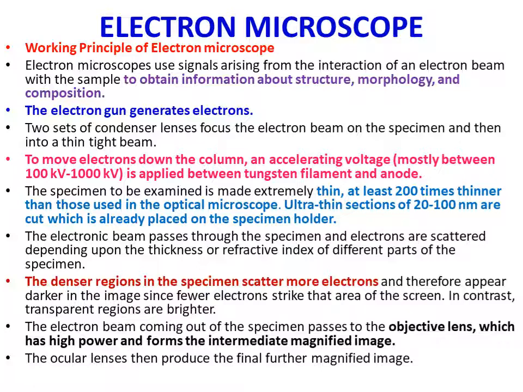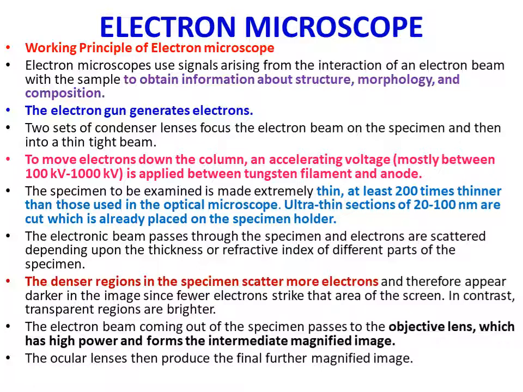The specimen to be examined is made extremely thin, at least 200 times thinner than those used in the optical microscope. That means compared to the compound microscope sections you are using, we should use a section 200 times thinner. Ultra-thin sections of 20 to 100 nanometers are cut and placed on the specimen holder.